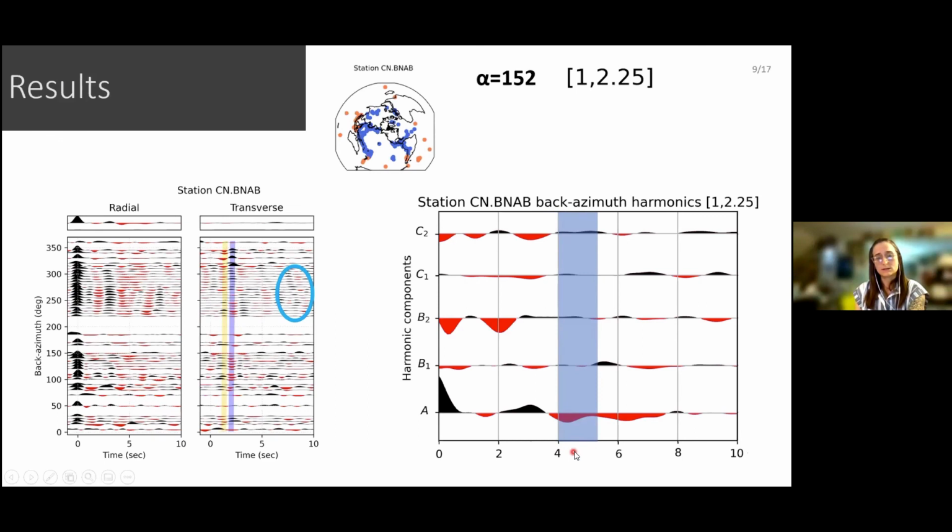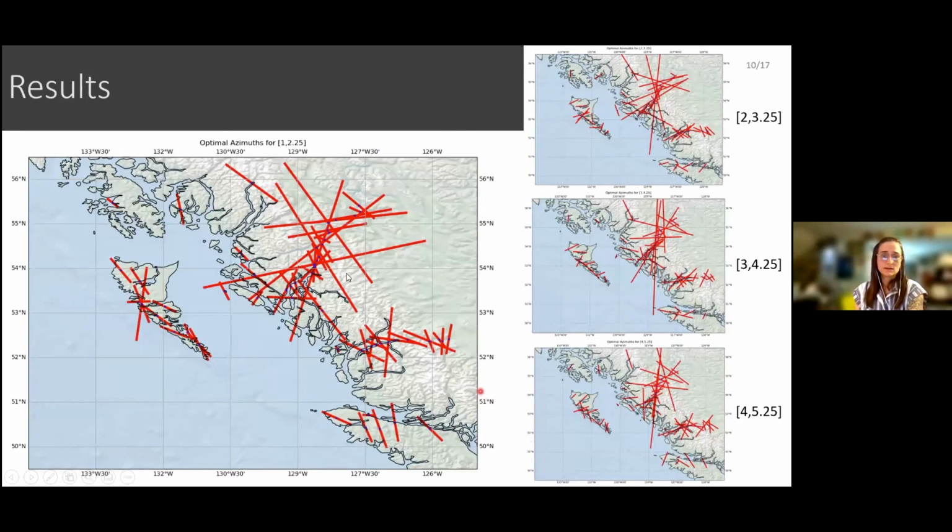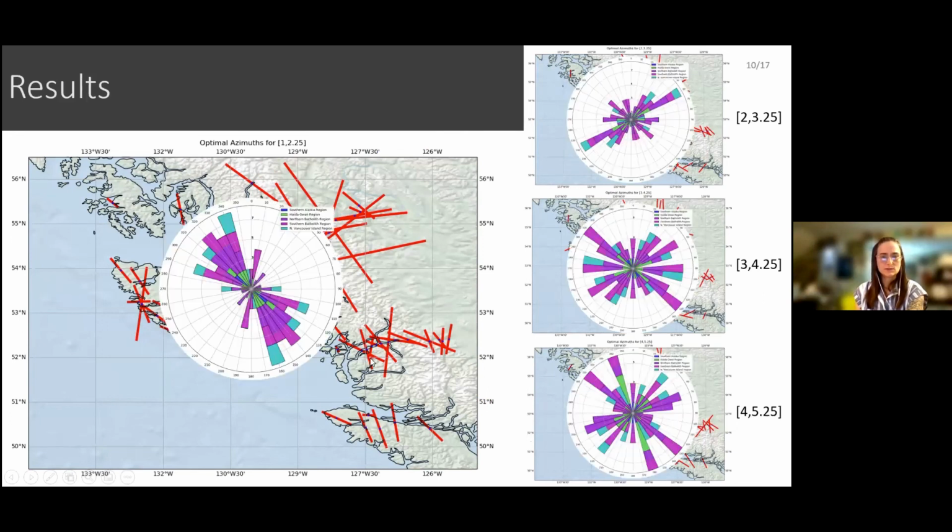We did the harmonic decomposition for every station, for every time window, and then plotted these. The length of the bars is just the strength of the signal. This is our first time window, and then our second time window, which is 2 to 3.25, and then 3 to 4.25, and 4 to 5.25, so later and later time windows. These are kind of messy to look at, so we plotted them as rose diagrams. The colors on here just correspond to those regional sets that I mentioned earlier.